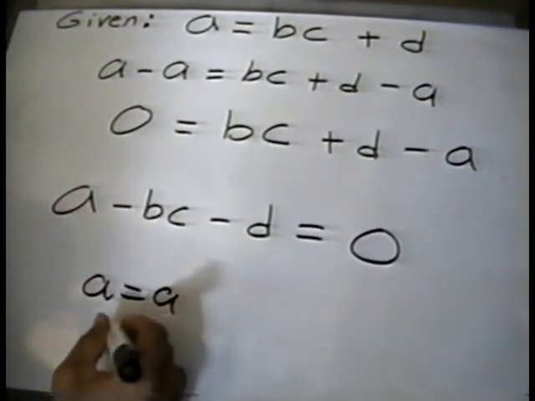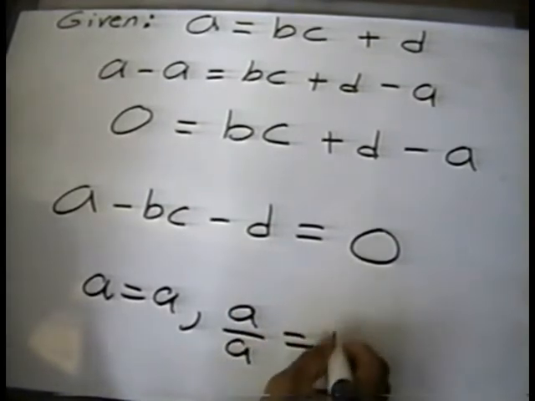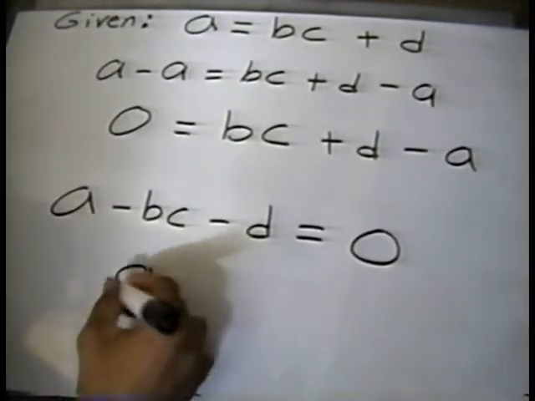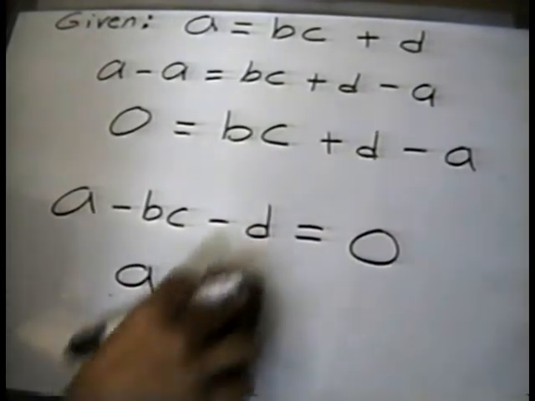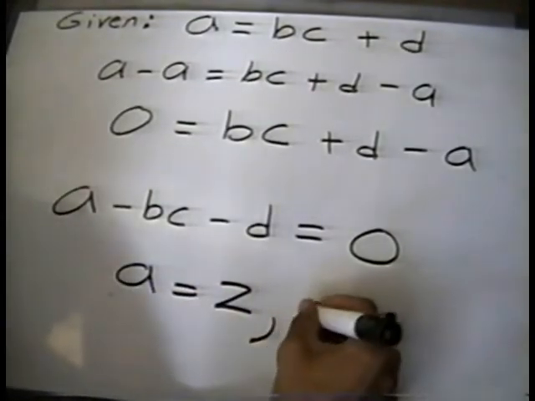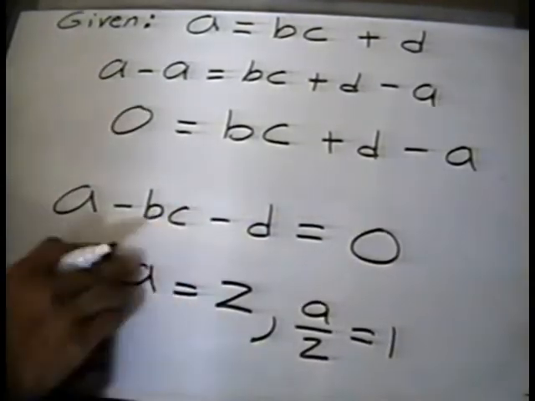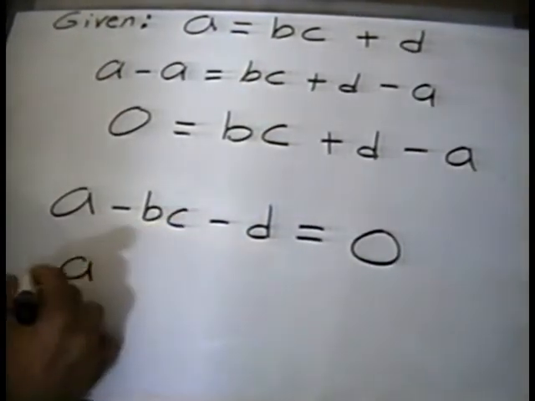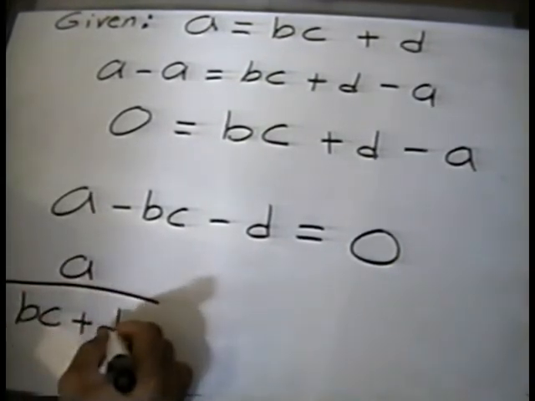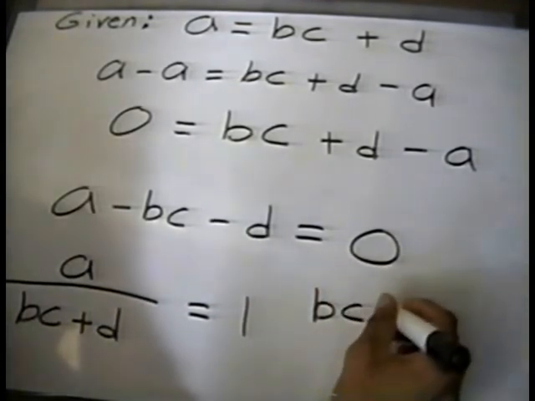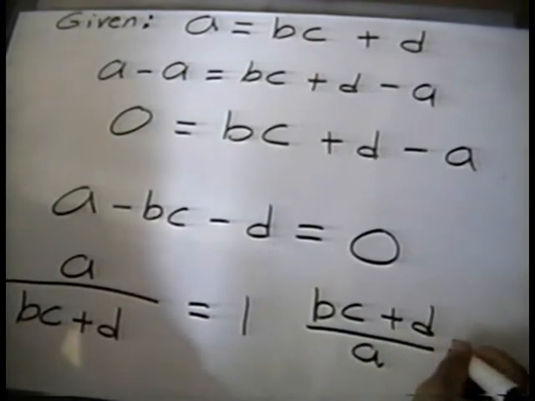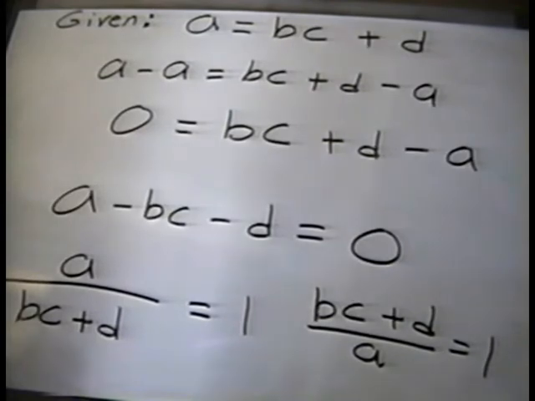Now to set the equations equal to 1, remember I showed you before, if A equals A, then A over A is 1, right? Or if A equals B, or we'll say Z. If A equals Z, then A over Z is 1, if those two are equal. So here, remember, A over BC plus D is equal to 1. And BC plus D over A is equal to 1. Assuming those are equal.